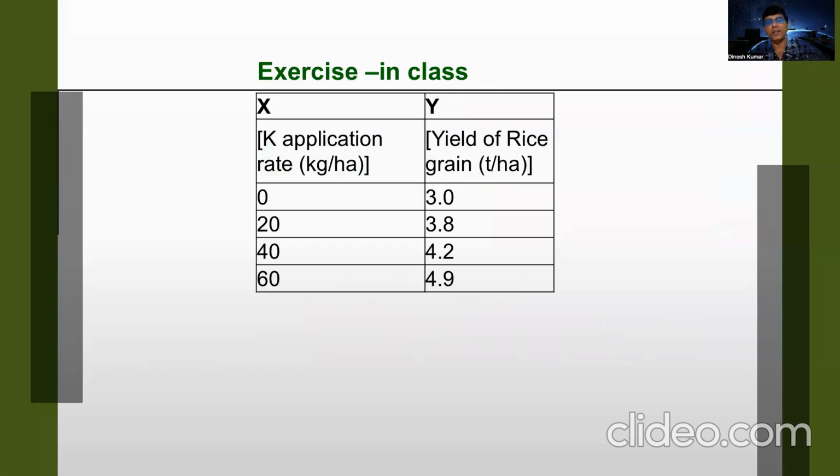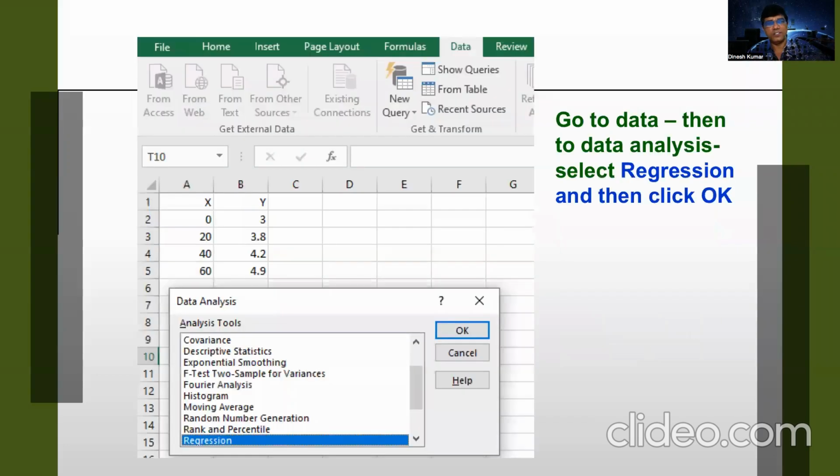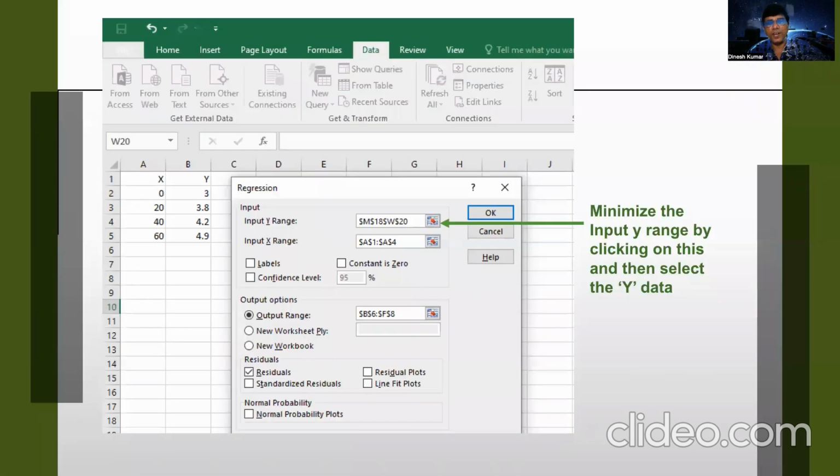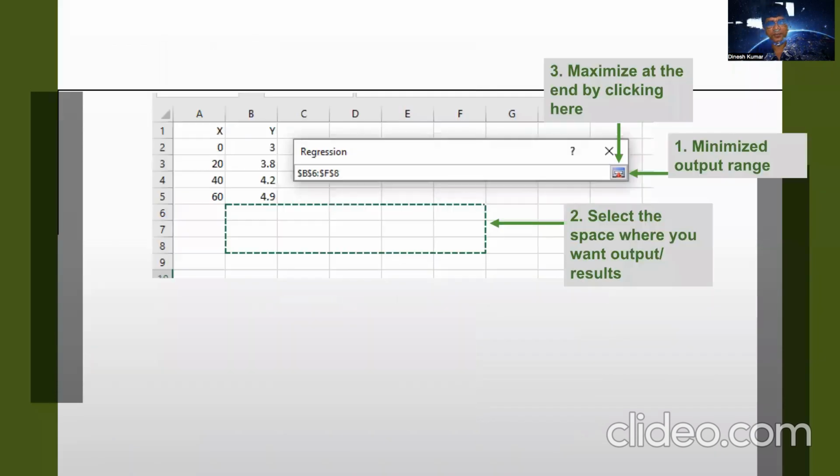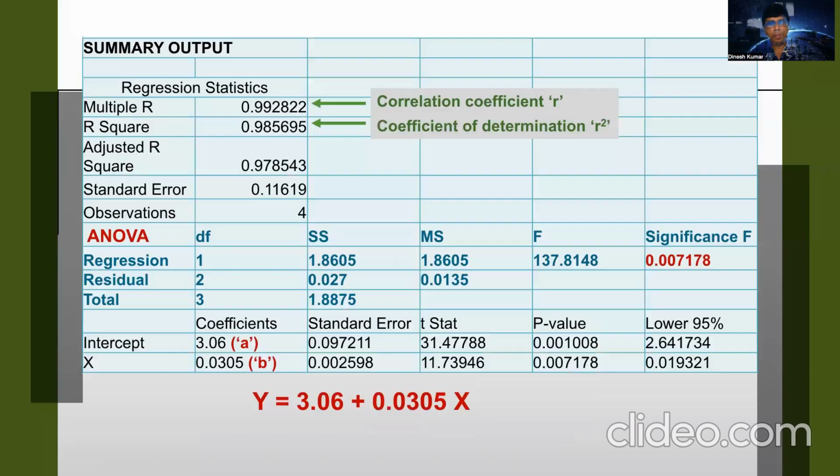This is your data, K application and your yield. So this data is fed here, you can see. You can select the regression, then input Y range, input X range, and so on. And we did all this, and in the end, you found this. This is what you get in Excel, and you can see the correlation coefficient, regression coefficient B is significant here. And you also found R square. So R square is 0.985, and so on.